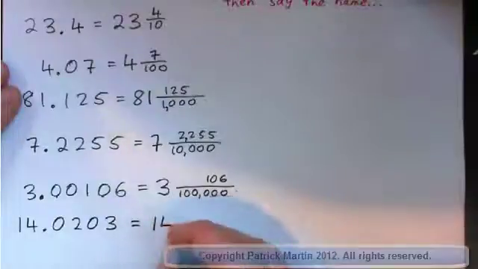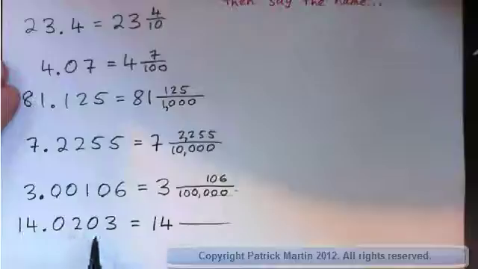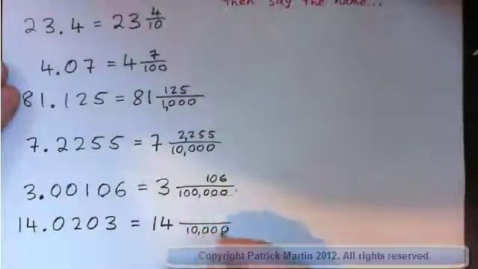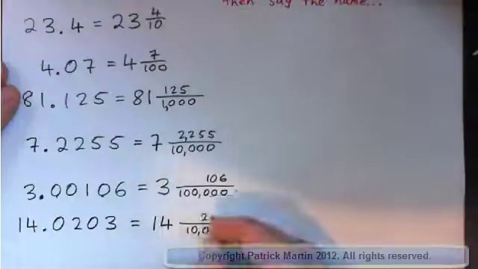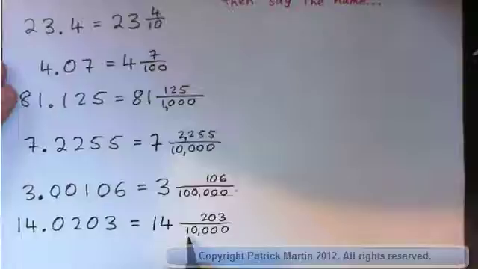Okay, we've got 14 wholes, and then what's the fraction part? Did you get it? So we've got tenths, hundredths, thousandths, 10 thousandths, right? And 203. So say the name. Say it. Okay, now I'll do it. 14 and 203 10 thousandths. 14 and 203 10 thousandths, right? Yeah, okay.